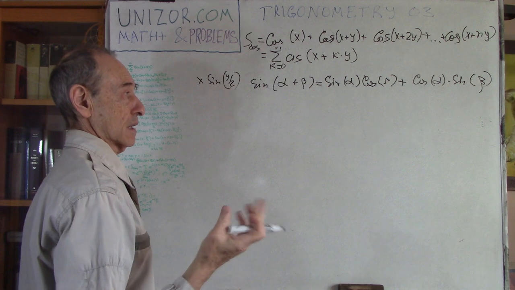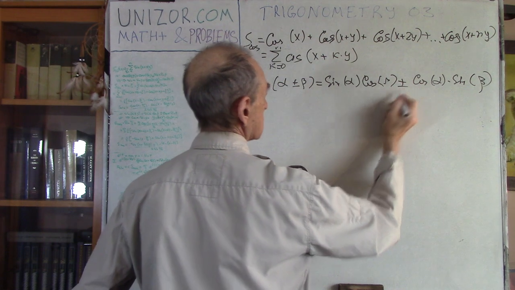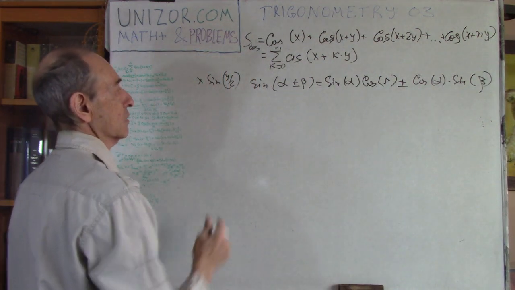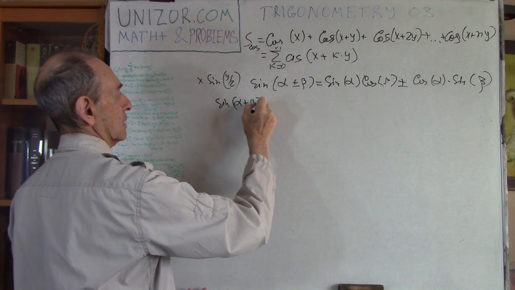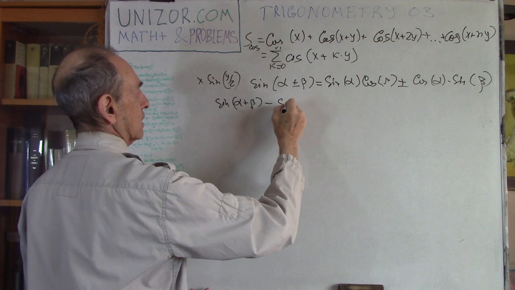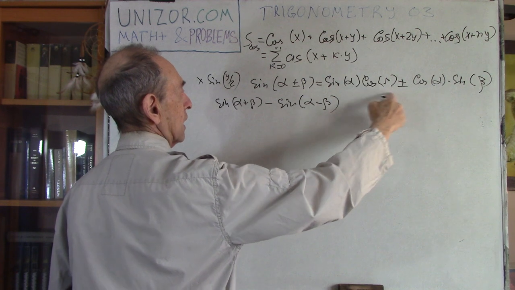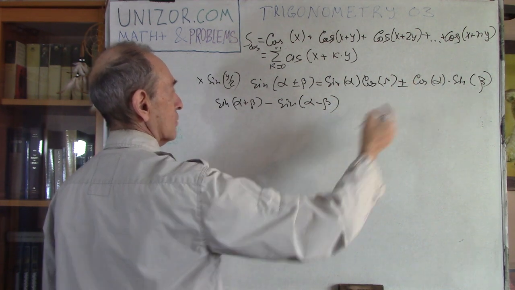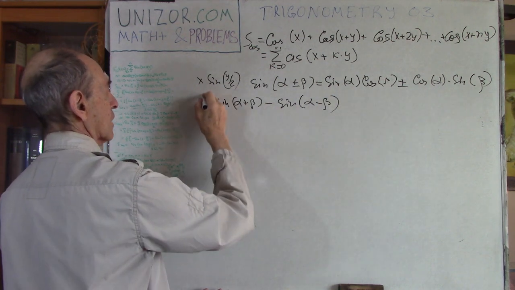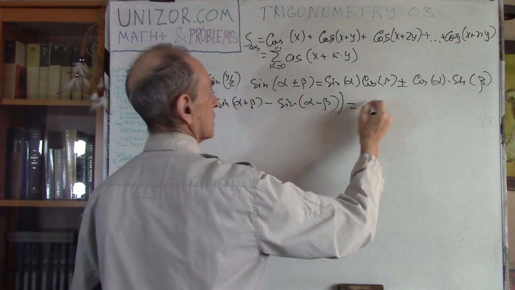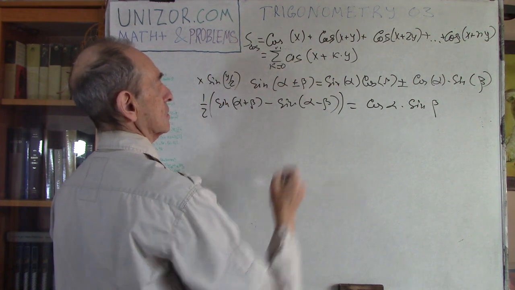We have to extract it somehow from this. Well, if I put minus here, it will be minus here, right? So if I subtract sine of alpha minus beta from sine of alpha plus beta, the first terms will cancel each other, and this will be plus minus minus, the way I actually want it. It will be two of those, so I have to take half of this. And that would be cosine alpha times sine beta. Exactly what we need.